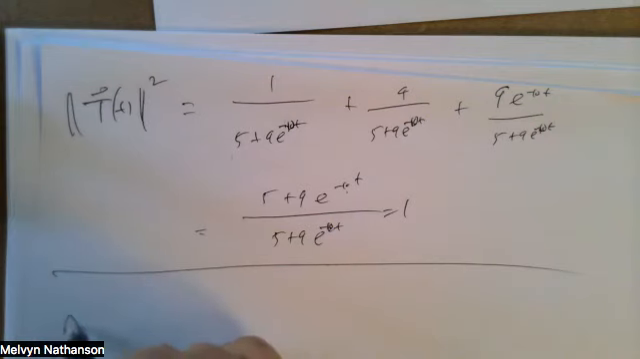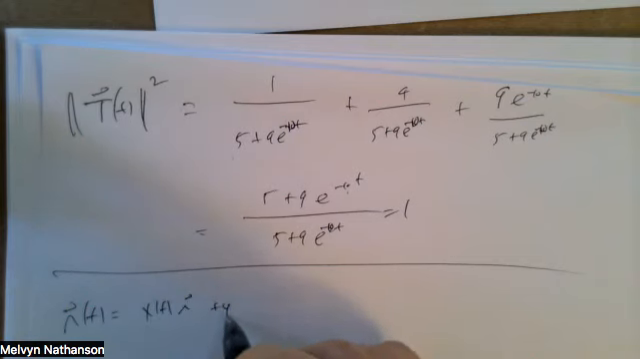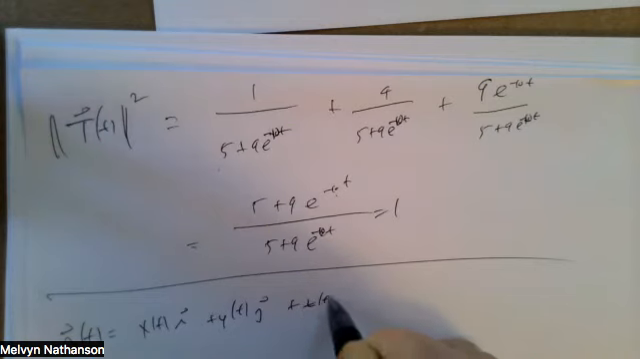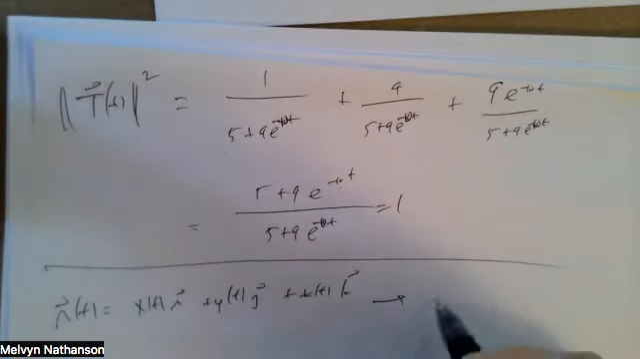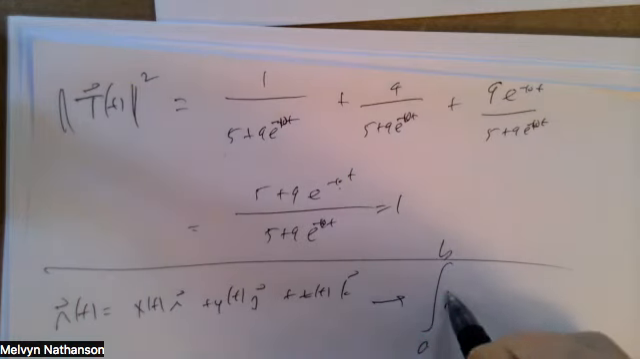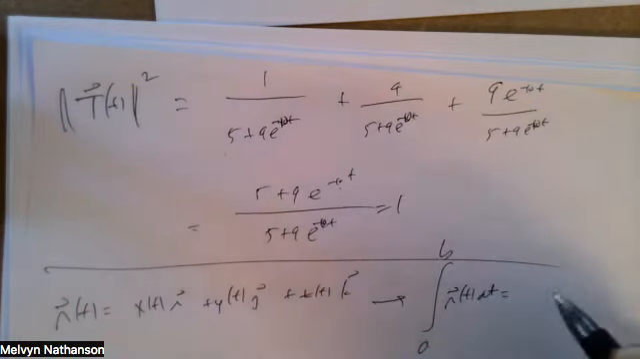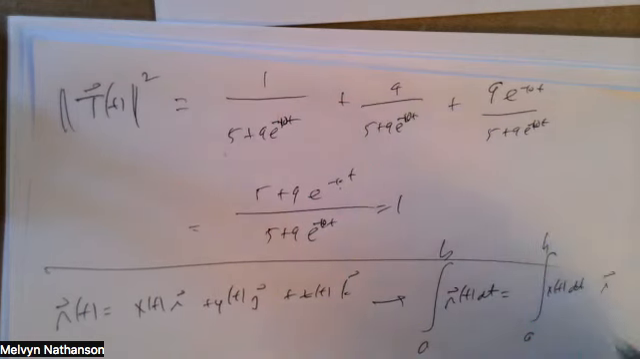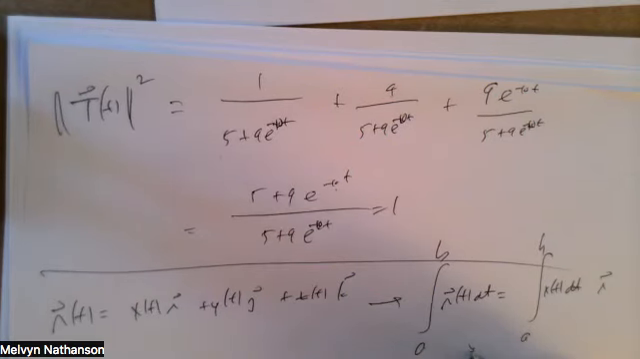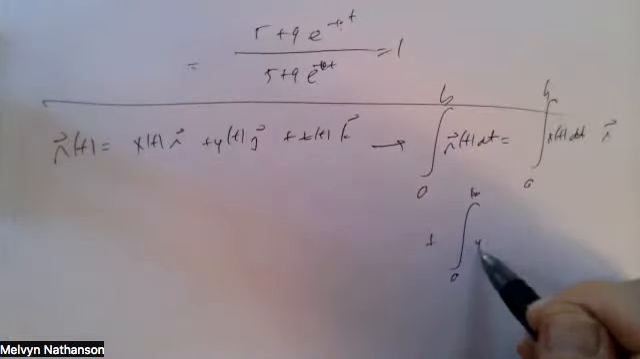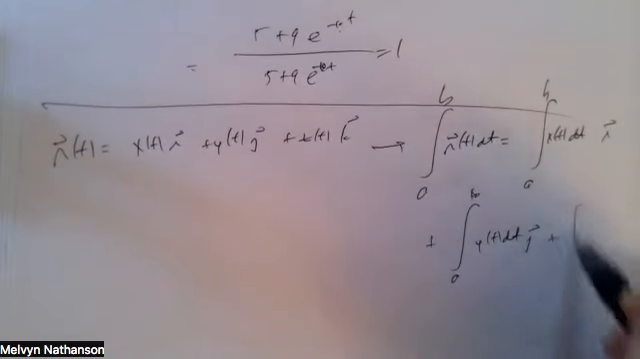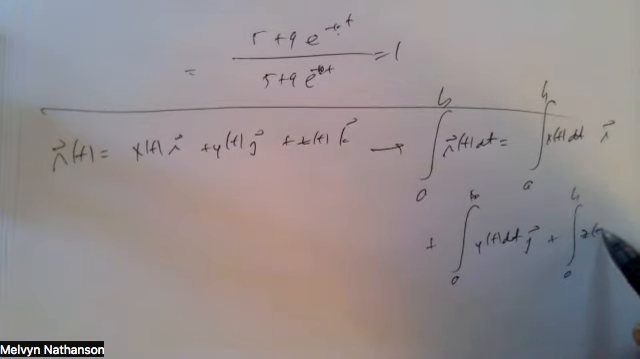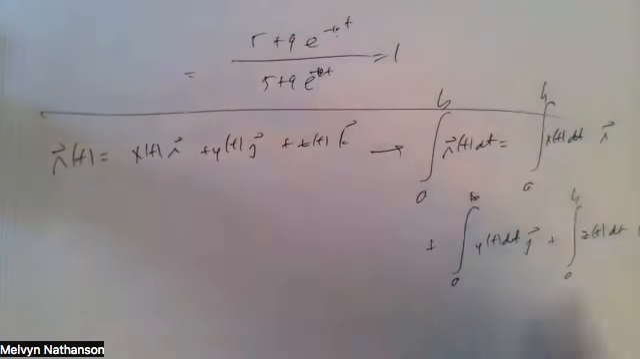Definite integrals. If r of t is x of t i plus y of t j plus z of t k, then the integral from a to b of r of t dt you get by integrating each coordinate function. The integral from a to b x of t dt i plus the integral from a to b y of t dt j plus the integral from a to b z of t dt k.